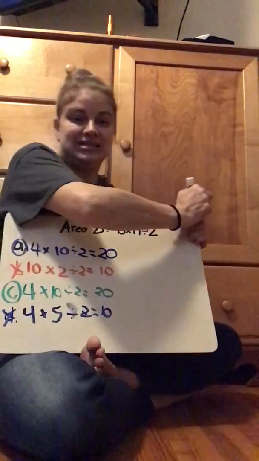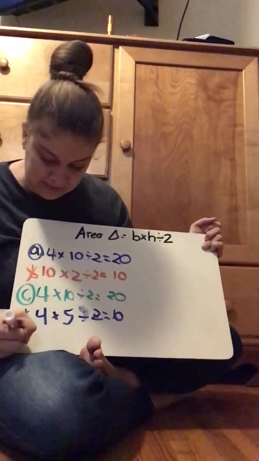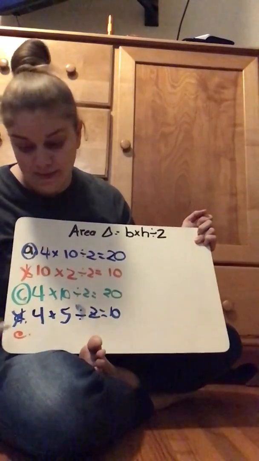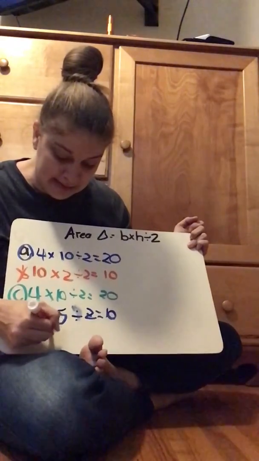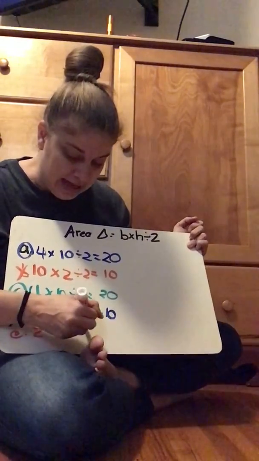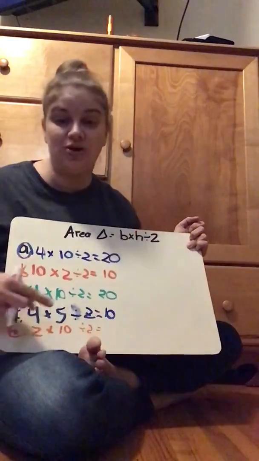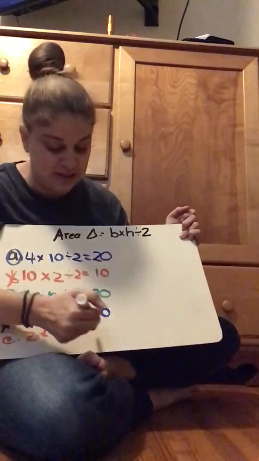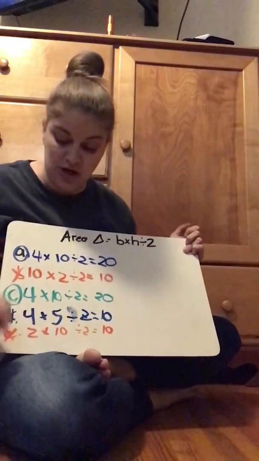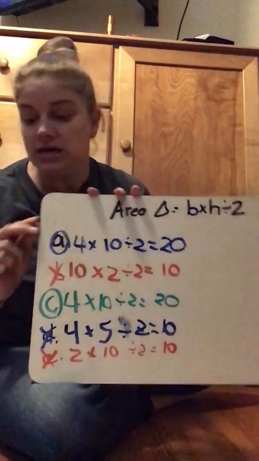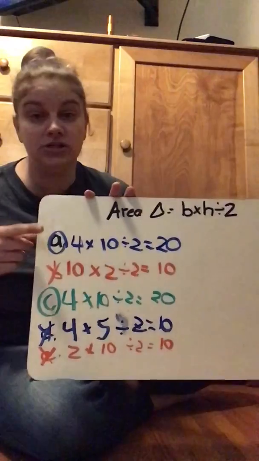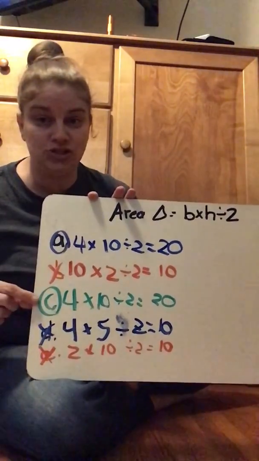And then the very last one is E. So my base is 2 times my height, which is 10. And I'm going to divide that by 2. And 2 times 10 is 20. And divide it by 2 is 10. So that would not work. So the only two that would give you 20 square units would be choice A and choice C.